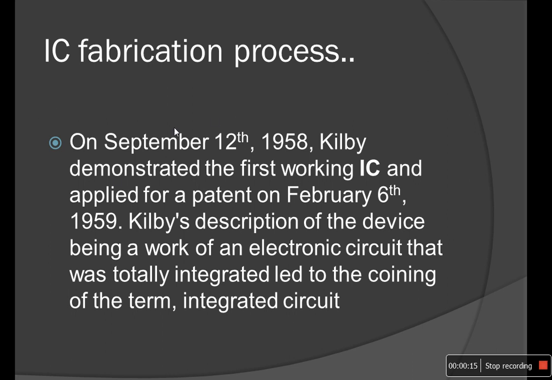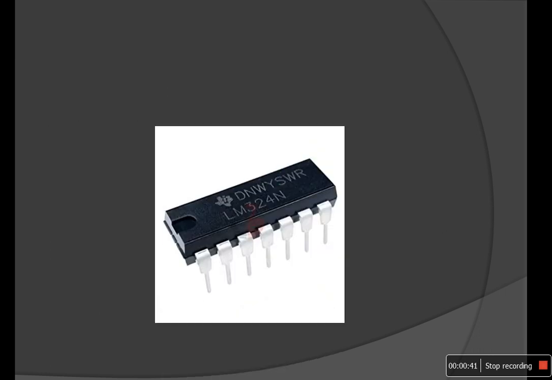On September 12th, 1958, Kilby demonstrated the first working IC and applied for a patent on February 6th, 1959. Kilby's description of the device as an electronic circuit that was totally integrated led to the coining of the term integrated circuit. The integrated circuit was manufactured by John Kilby in 1958. So this was the integrated circuit.